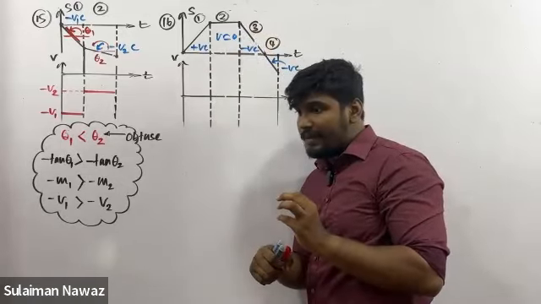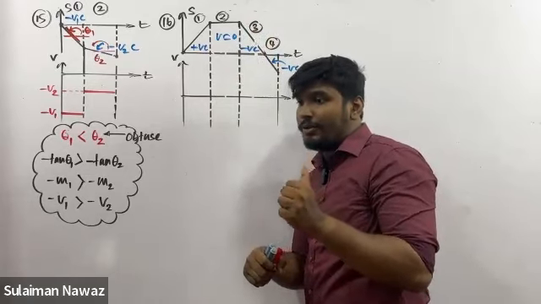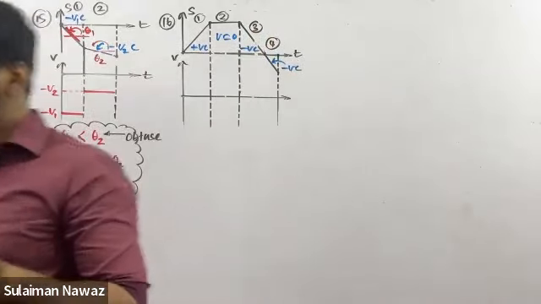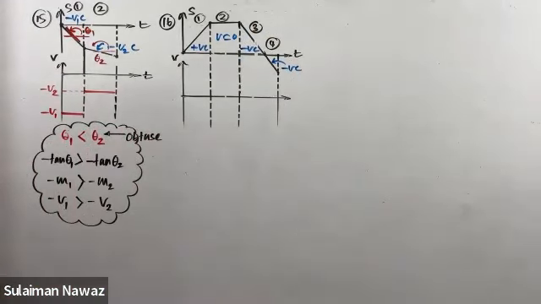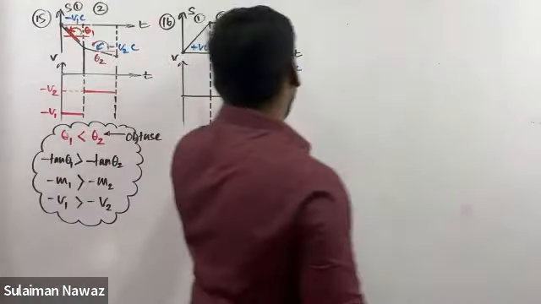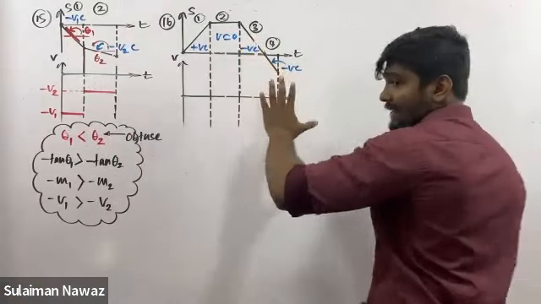Raise your hands. How many of you say obtuse angles are equal in third and fourth graph? Because they are equal, right? If they are equal, both of them have same velocity. Understand? That's the important point.